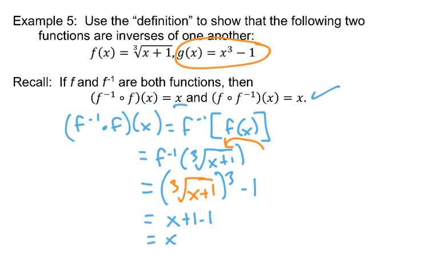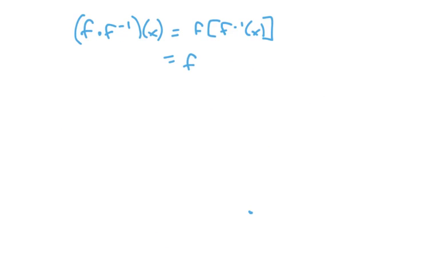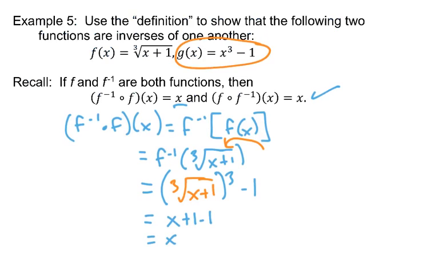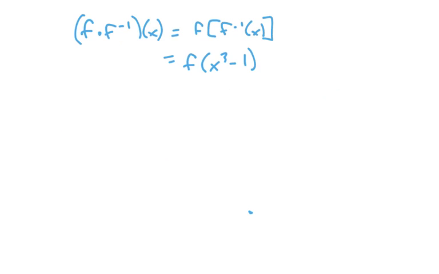So f of f inverse of x, if you remember, that would mean f of f inverse of x, reading it from left to right. And my f inverse is my g, so that's x cubed minus 1. So I'm substituting in what I believe to be the inverse. And then I go back to my original function, and that's the cube root of x plus 1. But where I see the x, I write in what I have in parentheses.